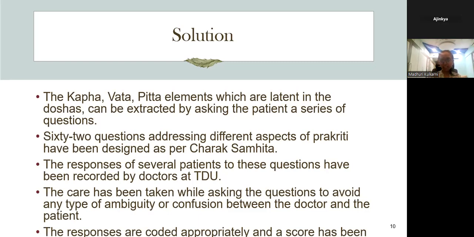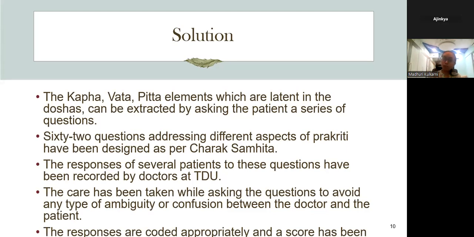A patient is asked these 62 questions, one after the other, by an expert doctor, and the patient's response is recorded, and then accordingly a score is allotted. The response can be dichotomous, say 0 or 1. For example, was the person skinny in his childhood? Was his skin dry?